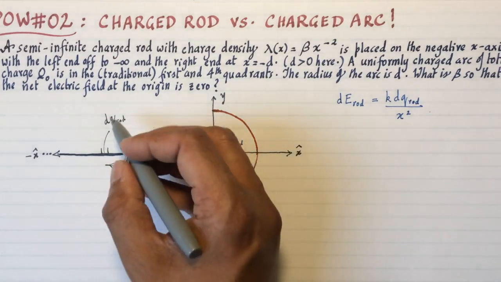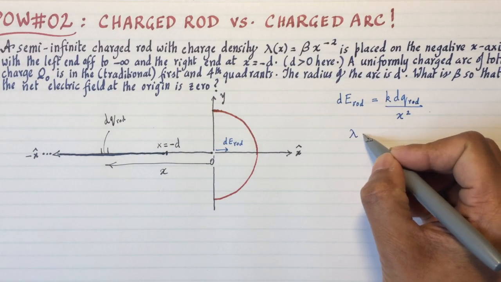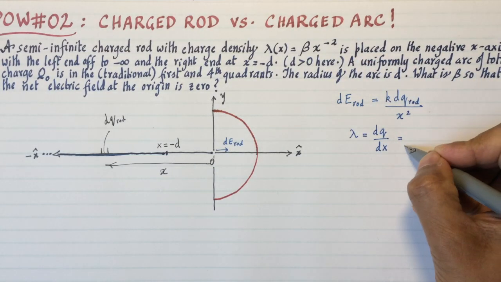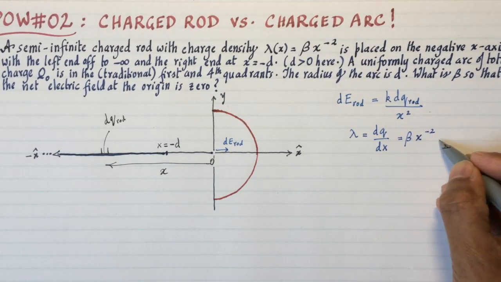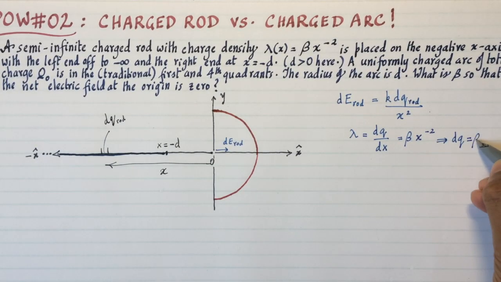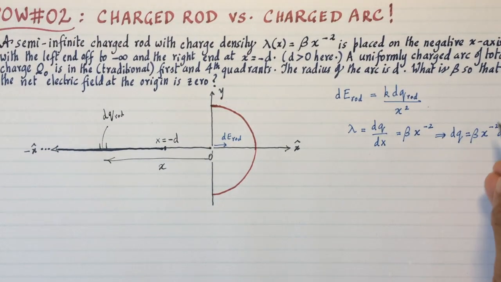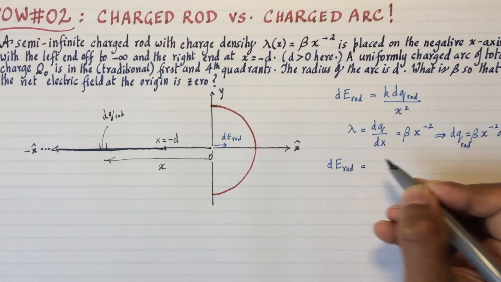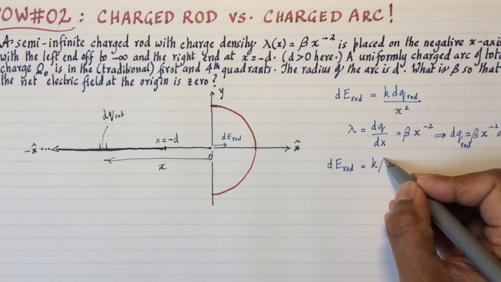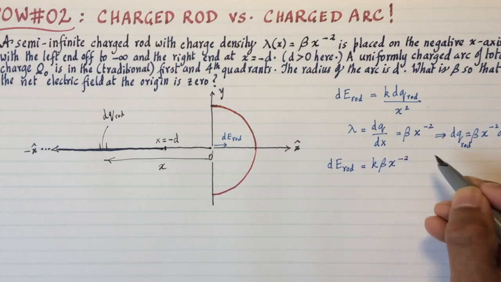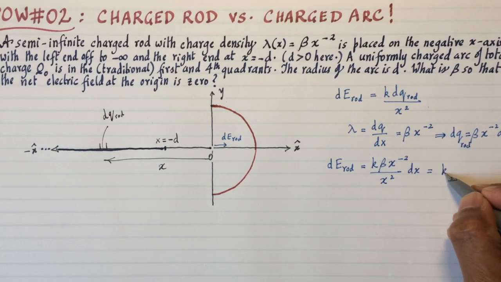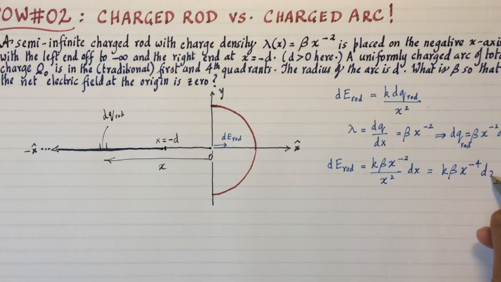So once you have this, we have to now find an expression for dq. Well, lambda is just dq by dx. So that's given to us. It's beta x to the minus 2. So that tells me that dq rod is just beta x to the minus 2 dx. Put this back here, and I get dE rod equals k beta x to the minus 2 divided by x squared dx. And that gives me k beta x to the minus 4 dx.